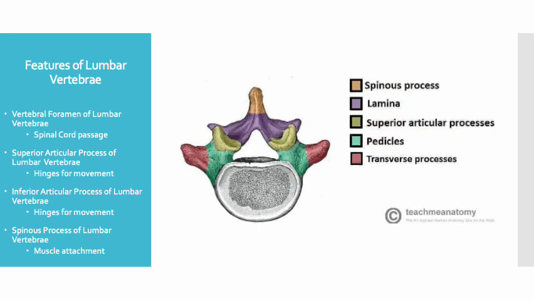So the facets and the processes are thicker in the lumbar spine because of weight support. A lot of the support for your core goes into your lumbar. That's why people get lower back pain instead of upper back pain. A lot of the weight is distributed on the lower back.